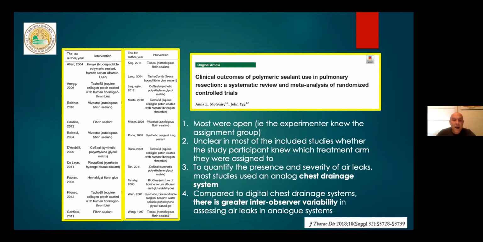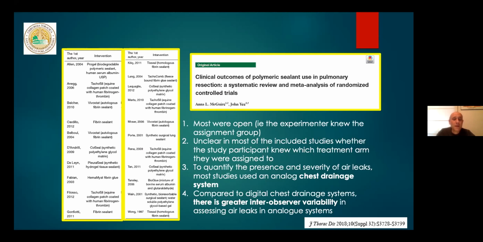There are all 21 RCTs considered. Synthetic polymeric sealants were used in 6 trials, fibrin-based sealants in 13, and other biologic albumin-based sealants in 2. Most were open, that is, the experimenter knew the assignment group. It is unclear in most studies whether the study participant knew which treatment arm they were assigned to.